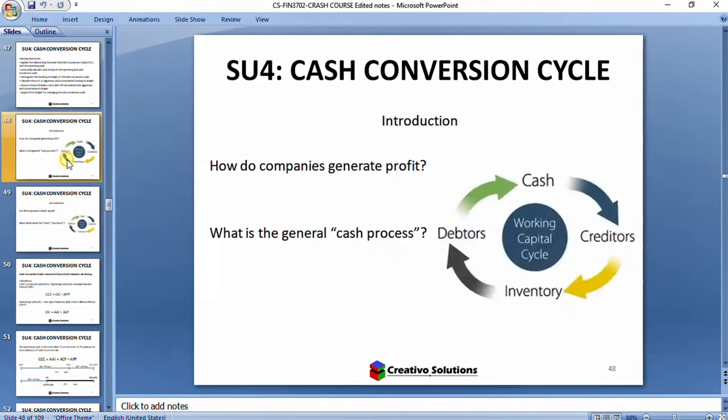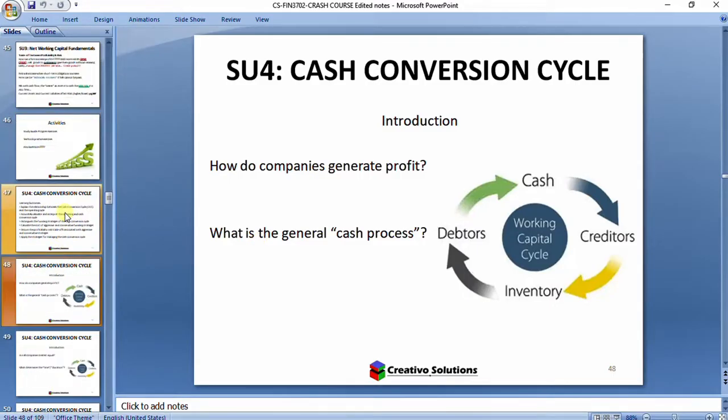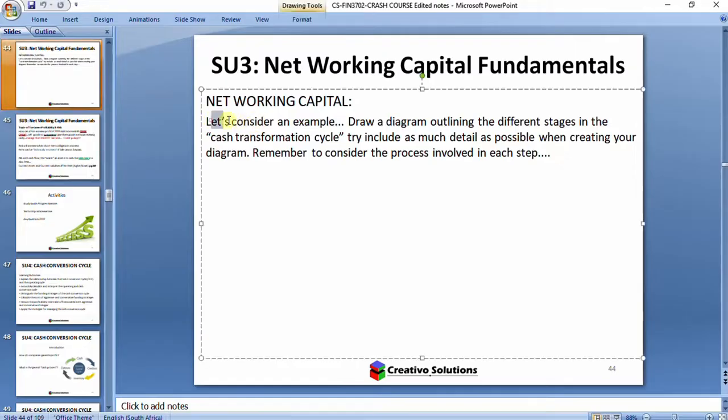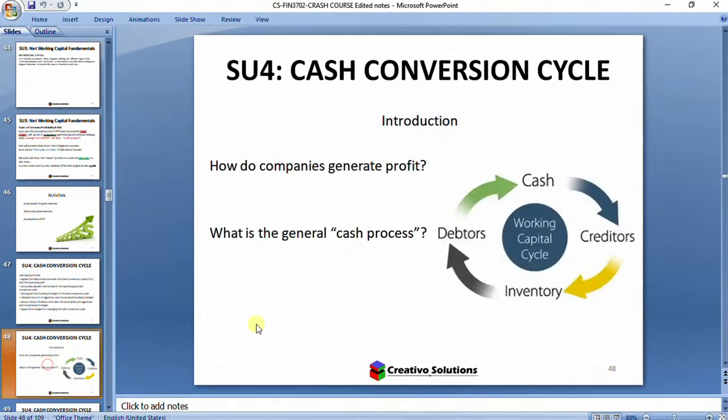Right, so the first thing, just to get the ball rolling, is the introduction. So from last week, or the week before actually, how do companies generate profit? There's a diagram here just to help guide you. Remember, we had a discussion about working capital. I'm going to use this as an opportunity just to recap what we spoke about last time when we looked at those working capital fundamentals. It links to what we're looking at here. So I'm just going to kill two birds with one stone here.